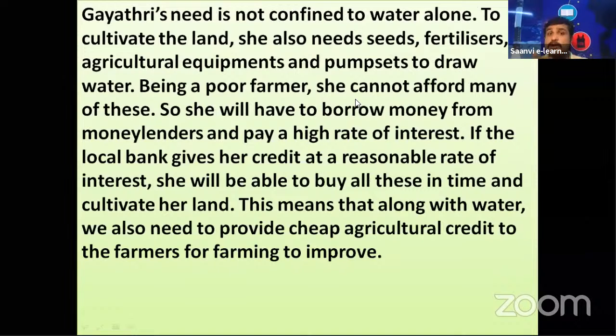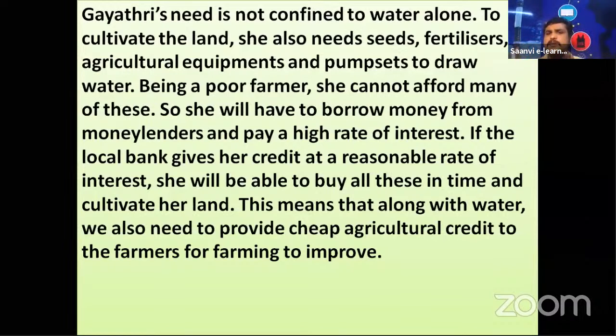And here Gayatri need not confine herself to water alone to cultivate the land. She also needs fertilizers, pesticides, agriculture equipment, and a pump set to draw water. Being a poor farmer, she cannot afford many of these. So she will have to borrow money from moneylenders, and as I have told you, pay a high rate of interest. If the local bank gives her credit at a reasonable rate of interest, she will be able to buy all these in time and cultivate her land.